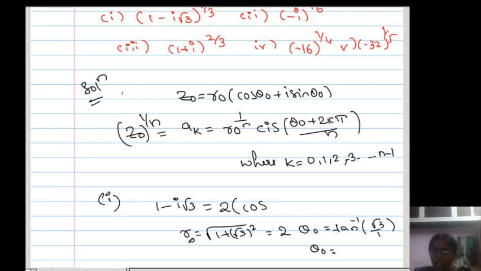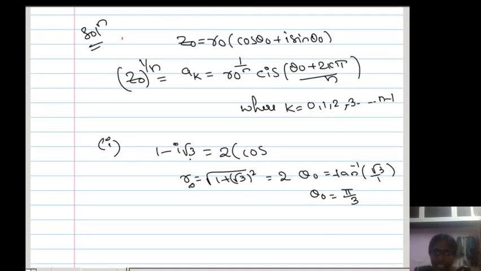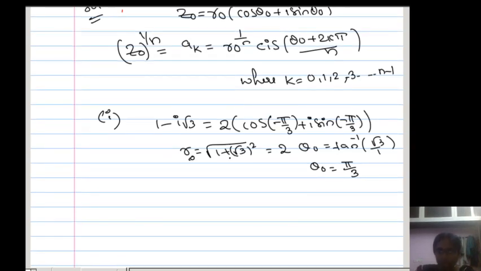So theta naught you are getting as 5 by 3. But this complex number lies in which quadrant? Fourth quadrant. In the fourth quadrant, the principal argument is minus theta naught. So I can write cos of minus 5 by 3 plus i sin of minus 5 by 3. So what is theta naught here in the polar form? Minus pi by 3, the principal argument. R naught is 2.